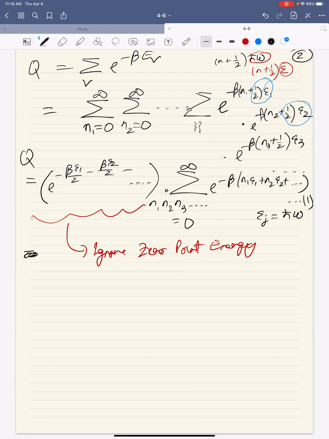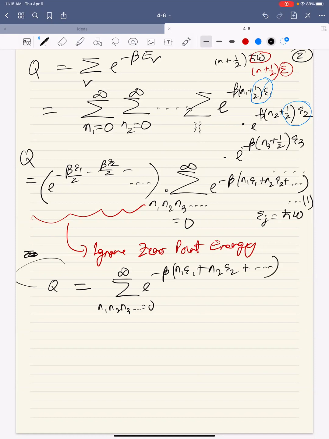Okay, so now I am going to ignore zero-point energy. If I do that, then Q is the summation over n1, n2, n3, and so on, going from 0 to infinity, of e to the power minus beta times n1 epsilon 1 plus n2 epsilon 2 plus dot dot dot.